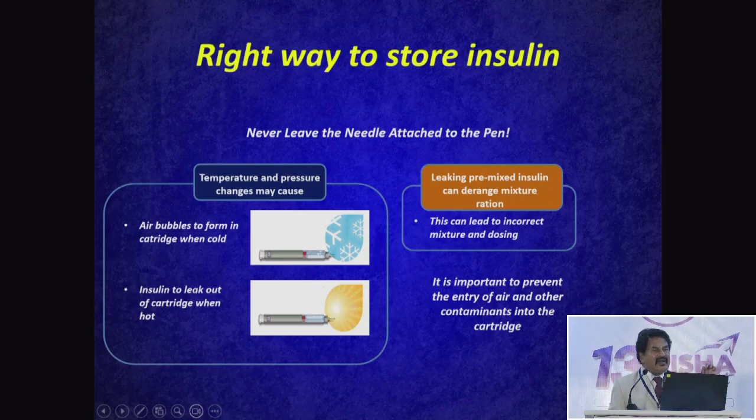And never leave the needle attached to the pen. Many of our patients never remove the needle. What will happen? When it is cold, air bubbles form in the cartridge, causing inadequate dosage next time. In the heat, insulin leaks out of the cartridge. Leaking pre-mixed insulin can derange the mixture ratio. This can lead to incorrect mixture and dosing. So it is important to prevent the entry of air and other contaminants into the cartridge.